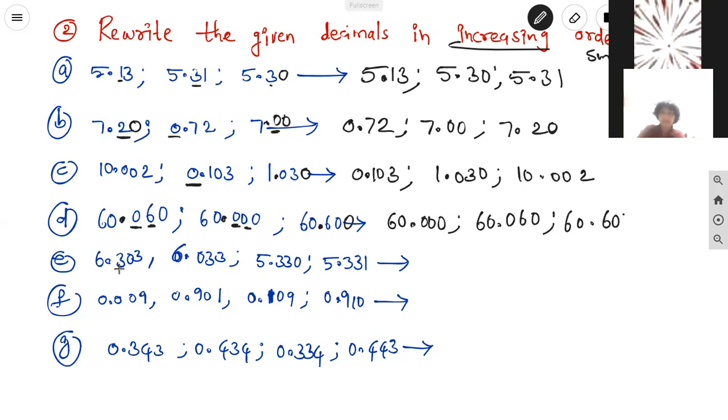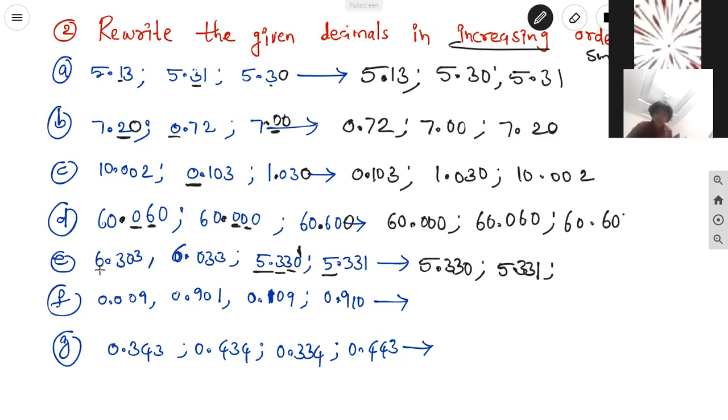Fifth one, 6.303, 6.033, 5.330, 5.331. First, we compare the whole part, 5, 5. These two are smaller compared to 6. Next, 10th digit, 100th digits are same. Go for the 1000th digit. Here 0 is there, here 1 is there. Smaller is 5.330. Next number is 5.331.